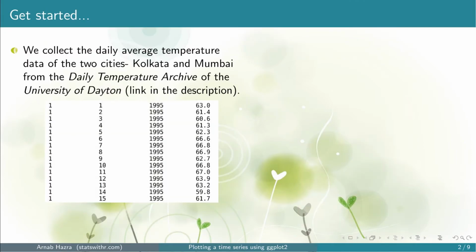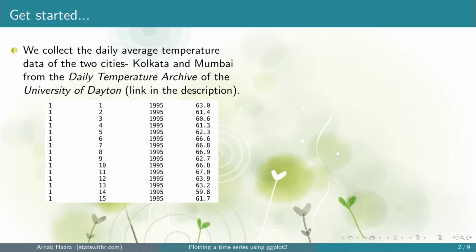For demonstration, we collect the daily average temperature series of the two Indian cities, Kolkata and Mumbai, for the period 1995 to 2020 from the Daily Temperature Archive of the University of Dayton. The link of the data is provided in the description.